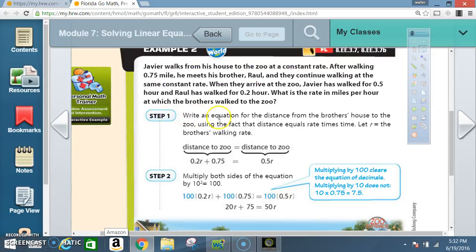Step 1. Write an equation for the distance from the brothers' house to the zoo, using the fact that the distance equals rate times time. Let R equal the brothers' walking rate. Distance to the zoo, 0.2 times R plus 0.75. And that's equal to distance to the zoo, 0.5 times R.